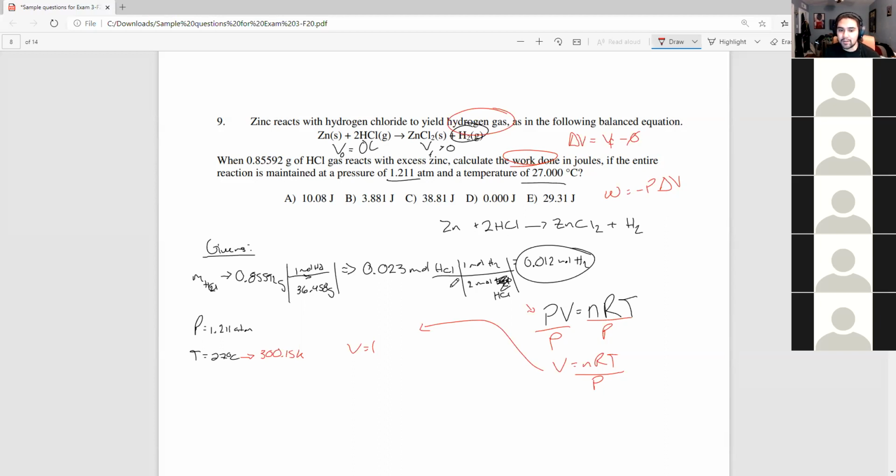The reason is that I'm trying to find out what my final volume for hydrogen gas is. Initially our volume is 0, and then once it reacts, we do have a set volume. So that's why I'm trying to find my volume change.